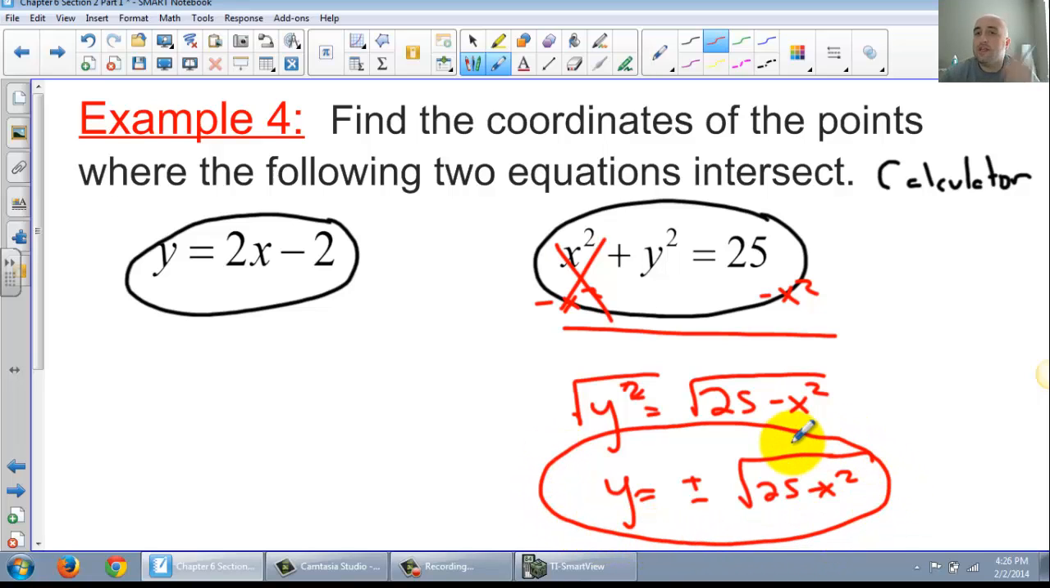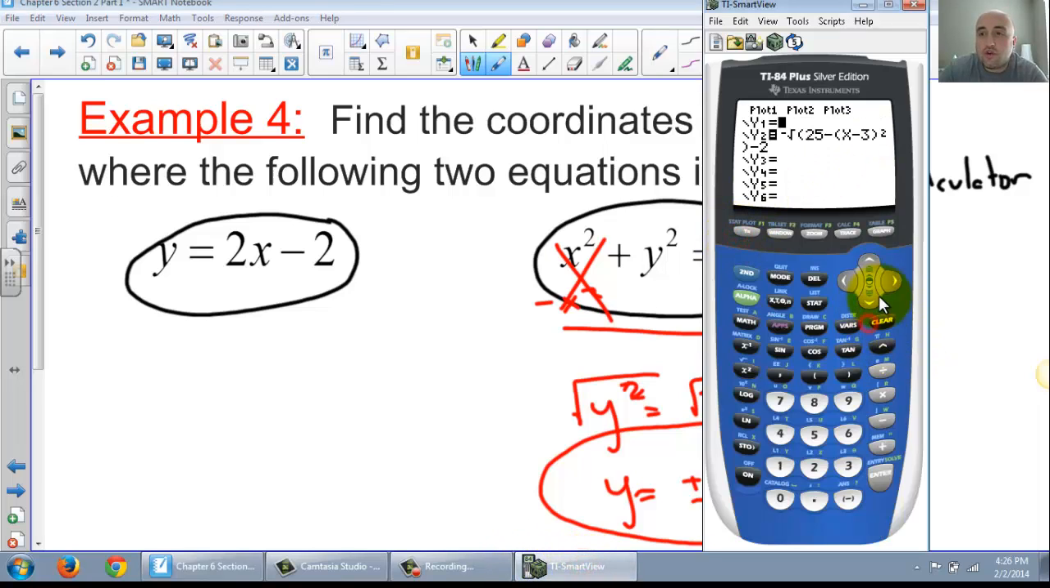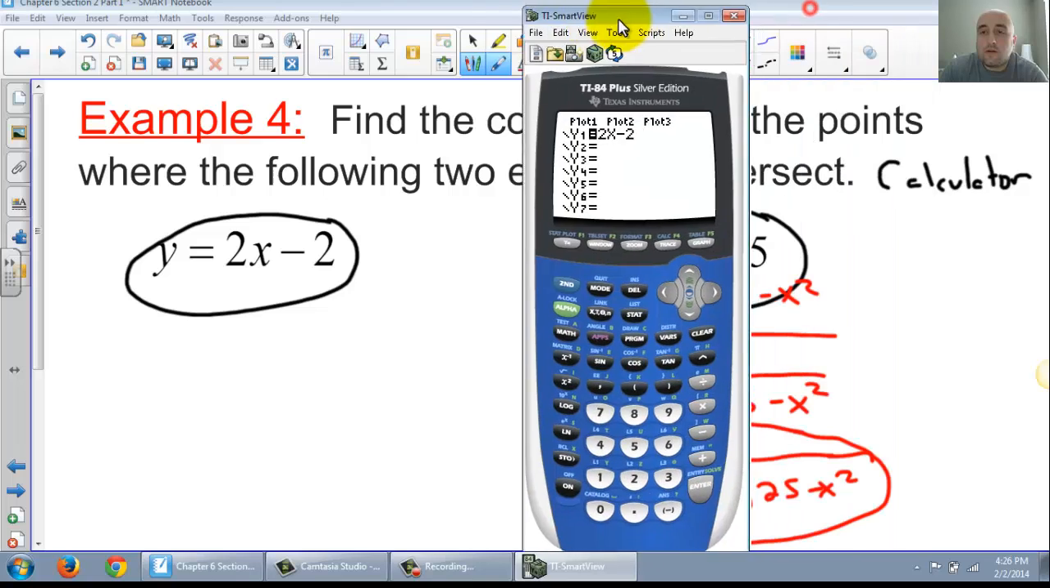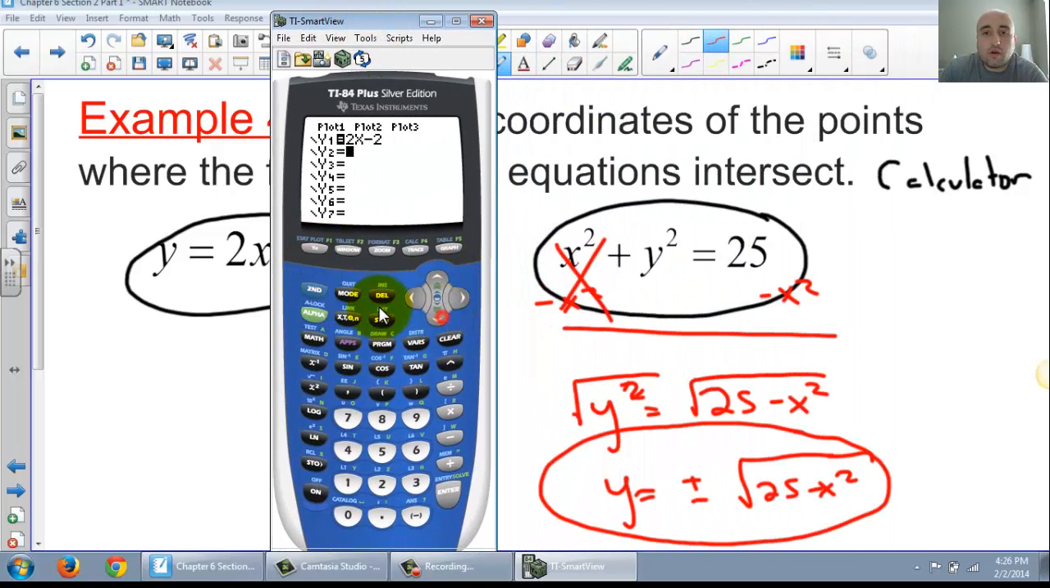So there are my three equations. Okay, so let's go back to my calculator. I'm going to plug in my new equations. The first one was 2x minus 2. My other two were the square root of 25 minus x squared, close my parentheses, and then I had to do the negative version of that, negative square root of 25 minus x squared, close my parentheses. Okay, and then I graph. There's my line, and there is my circle.